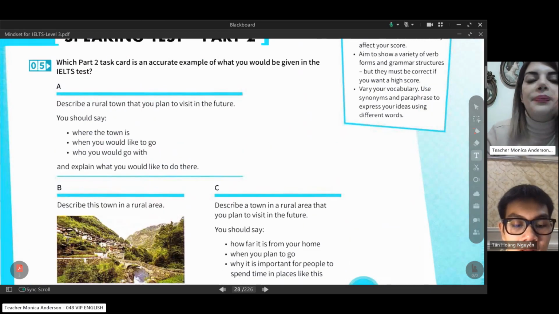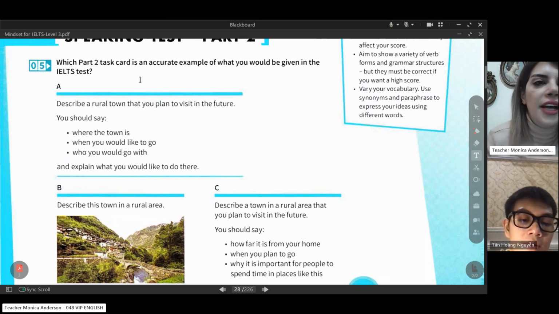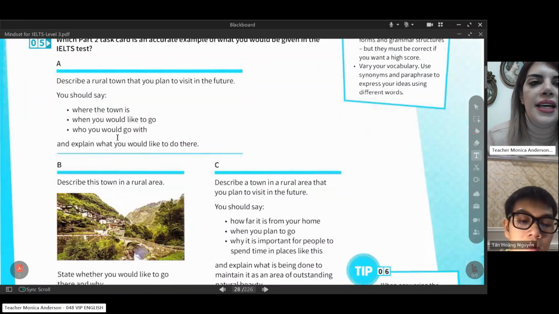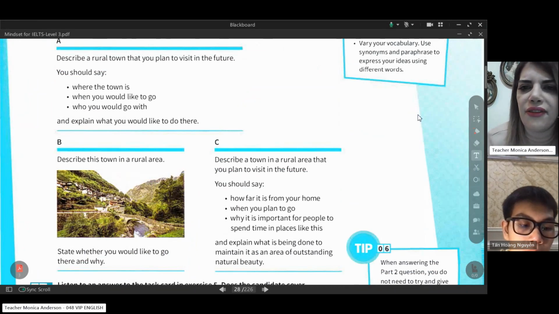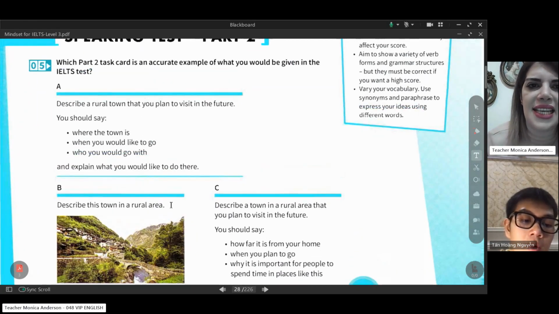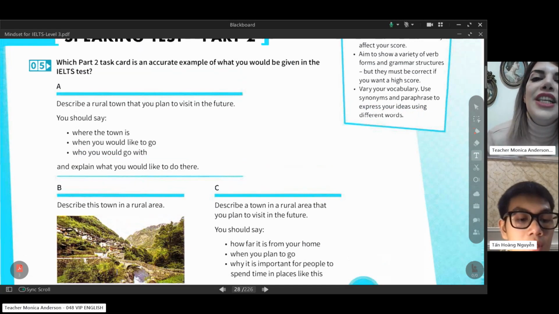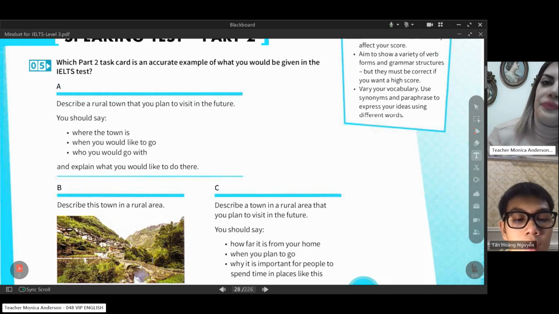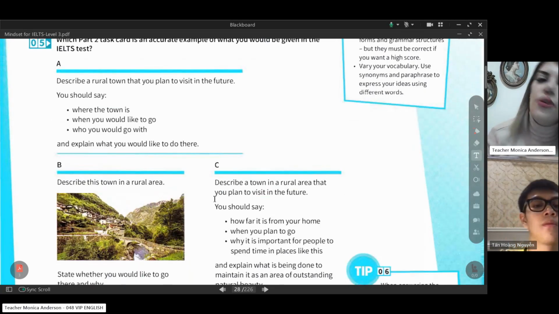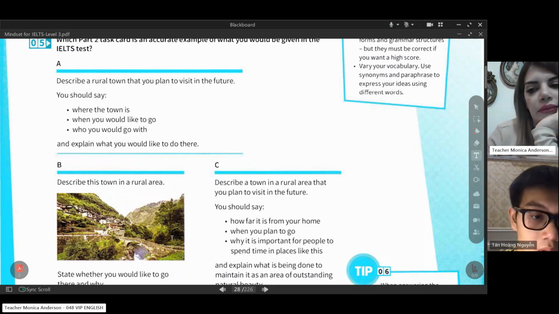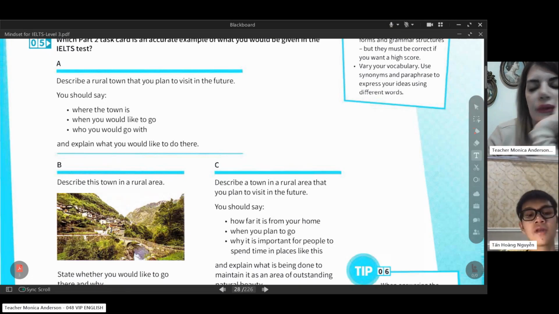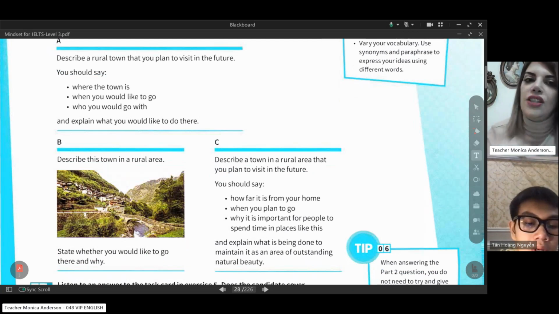Okay, well, let's have a look at this part. Actually, this is a cue card that you need to talk about. But first of all, let's have a look at A, B, and C. Which one would you actually be given in the IELTS test? A or B or C? I think A and C. Definitely A, not C, just A.